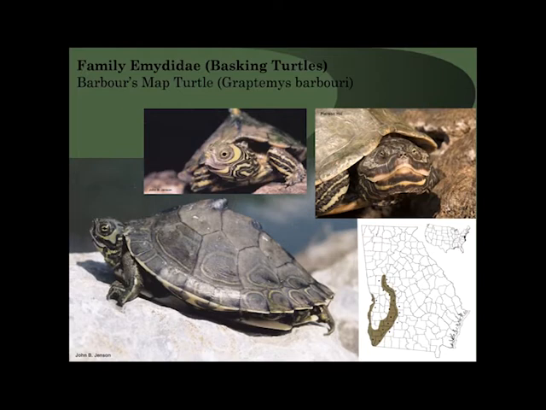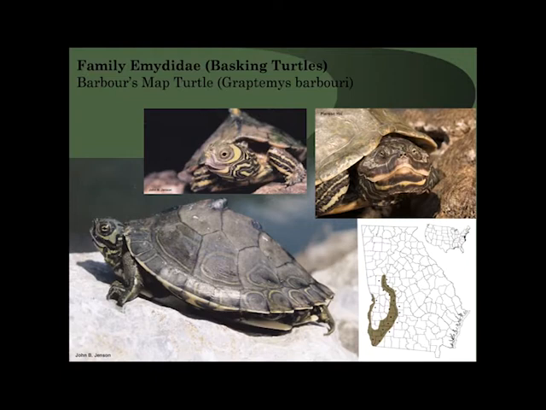Barber's map turtle, shown here, is found only in the Chattahoochee and Flint River systems. Adult females average around 1 foot, while adult males are only about 4 to 5 inches. Adult females have very large, flat heads with huge crushing jaw surfaces useful in consuming mollusks. Males tend to eat more aquatic insects.